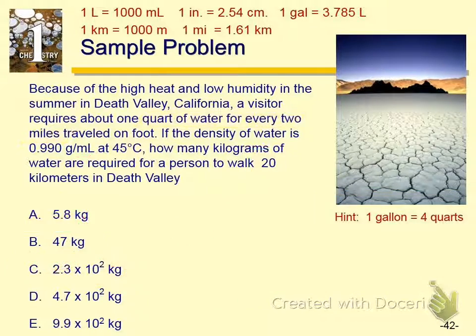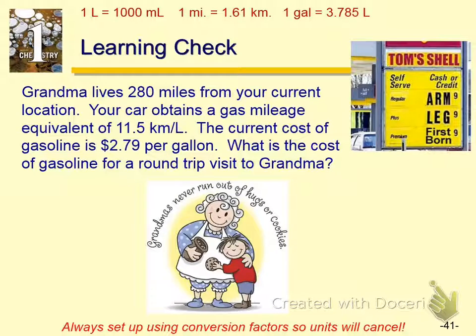Okay, how about you try one here? This is a little bit easier than the one, but it's got some complexity to it. Grandma lives 280 miles from your current location. Your car obtains a gas mileage equivalent to 11.5 kilometers per liter. The current cost of gas is $2.79 a gallon. How much does it cost to make a round trip to Grandma's house? What would the gas cost to go to Grandma's? Get together with your partner. Let's see if we can do this, okay?